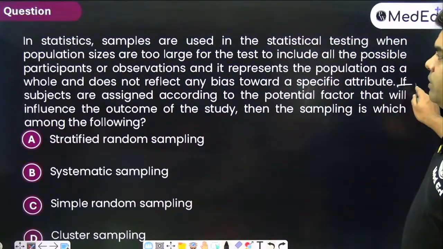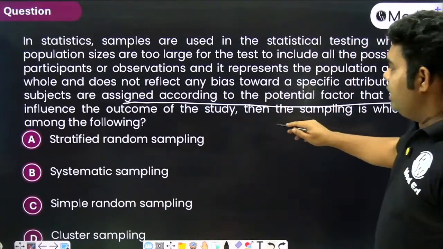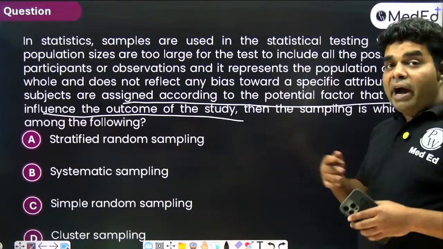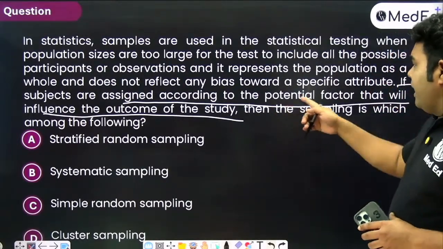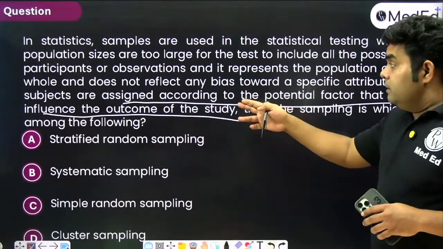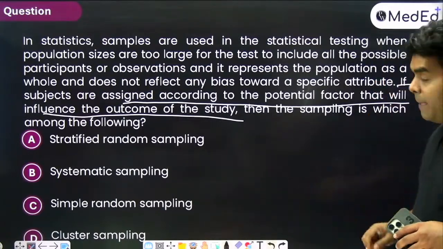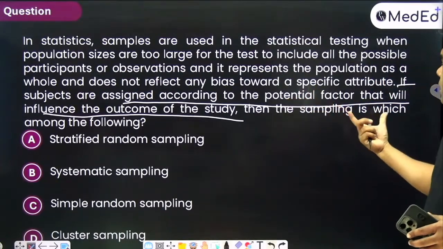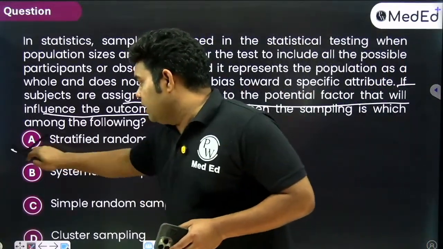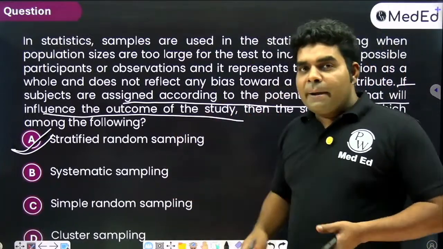If subjects are assigned according to the potential factor that will influence the outcome of the study. Can you answer this question? If you are dividing people based on religion, because religion can affect organ donation. So if you are dividing people based on religion or sex, like sex can affect smoking prevalence. So if you are dividing people based on the potential factor that can influence the outcome, it is stratified random sampling. If you are dividing people based on gender, religion, anything which can influence the result of the study, that is stratified random sampling.